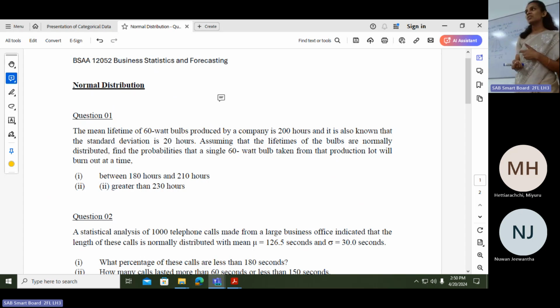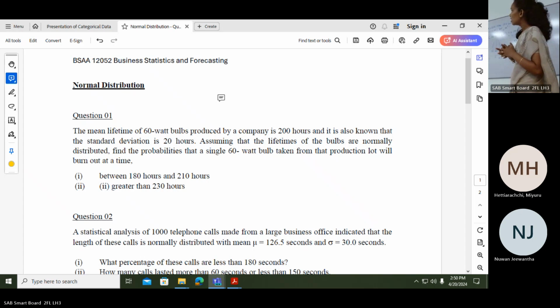Then some questions may ask you to calculate the percentage value. How do we convert this probability value to a percentage? Multiply by 100. Then what is the percentage? 53.28%. Understood? This is the percentage.